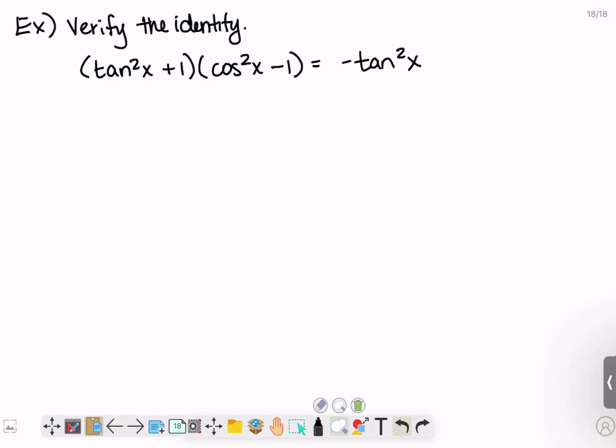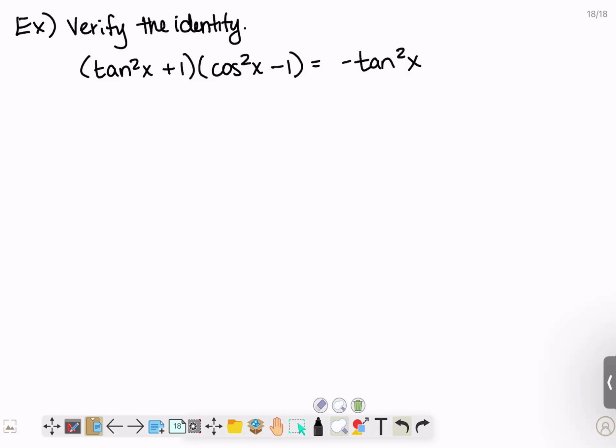I can see that I'm going to be working with the left side. It's more complicated. And if I'm thinking about multiplying those two together, I can tell that that's just going to make things more complicated. So I'm not going to do that. However, I see in each parentheses here these squares, and I'm thinking Pythagorean identities. So I'm going to take a look at my Pythagorean identities.